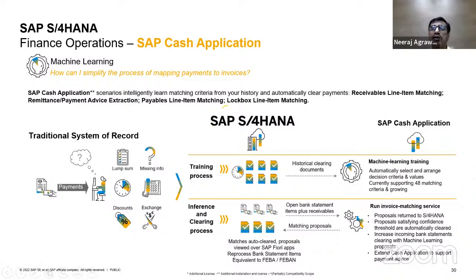And it could work in the areas of your receivables line item matching, remittance or payment advice extractions, the payables line item matching, and the lockbox line item matching. So all these capabilities could be done through the cash application. A wide range of things.